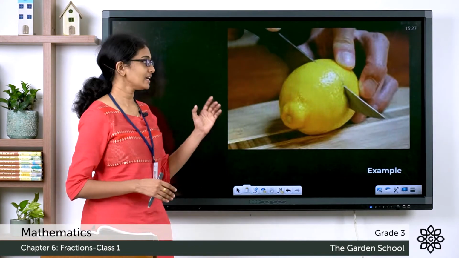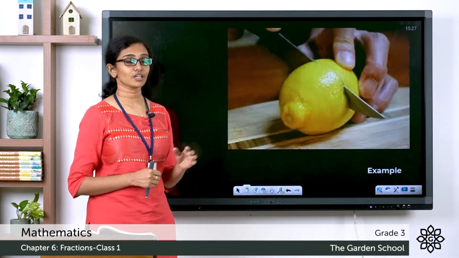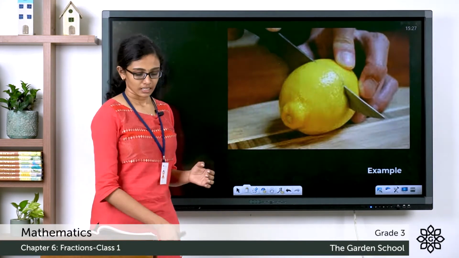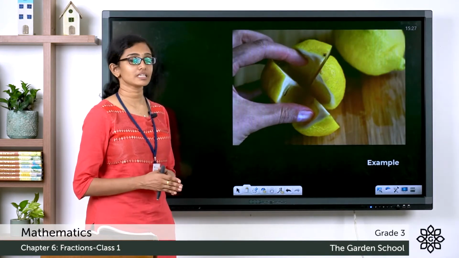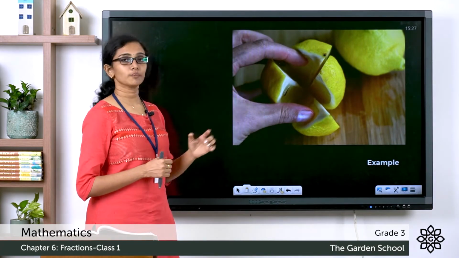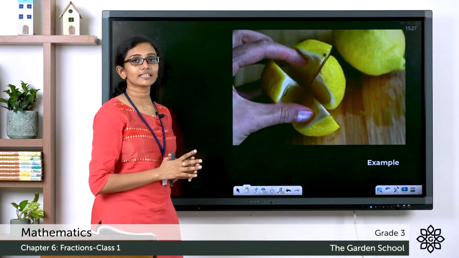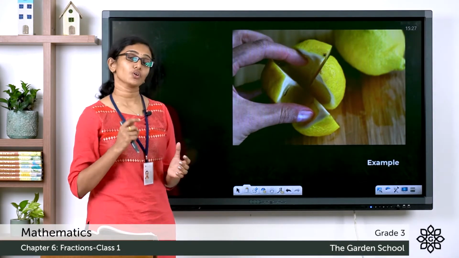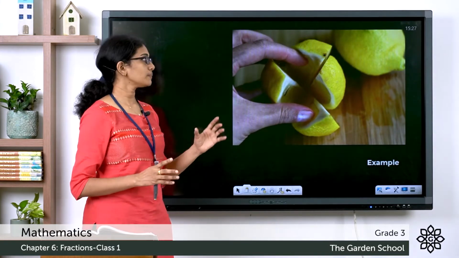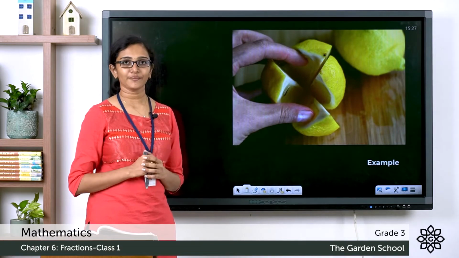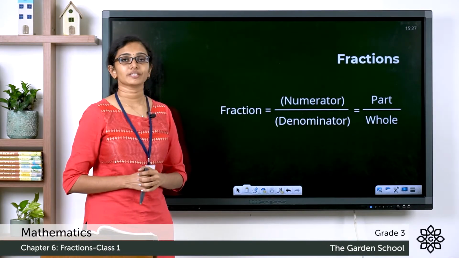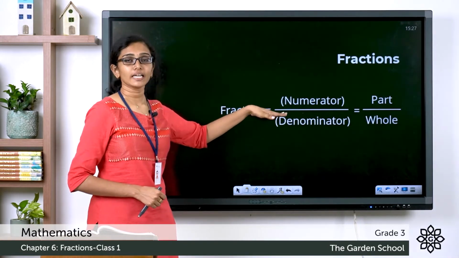Look at this picture given here. You can see a lemon being cut into two equal parts, or two equal halves. Now, in this picture, the same lemon is cut into 4 equal parts. There are a total of 4 equal parts, and these 4 equal parts put together will make one whole, right? So when you divide an object into equal parts, each part will be smaller than the whole. Clear?